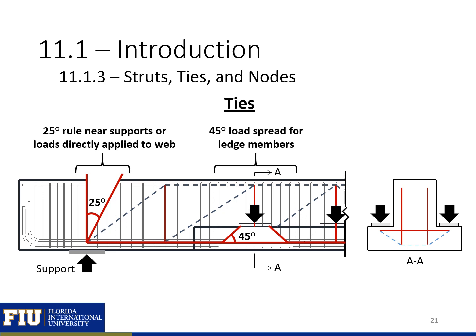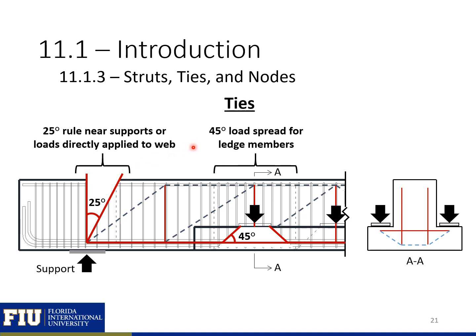We're going to use two different rules to determine how much reinforcement to include in some of these ties. The first is the 25-degree rule near supports, or if we have a load that's applied directly to a web, then we can use this rule as well. With this rule, we extend a line from our support, or our node over our support, 25 degrees off the vertical, and see where this line intersects the top of the section.